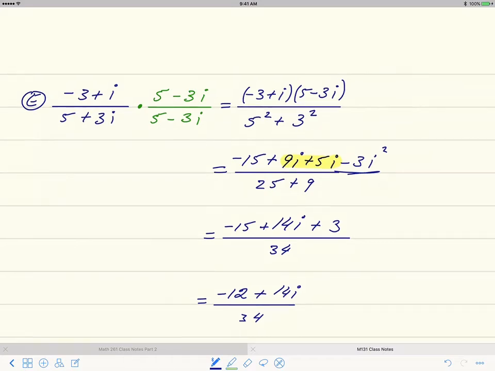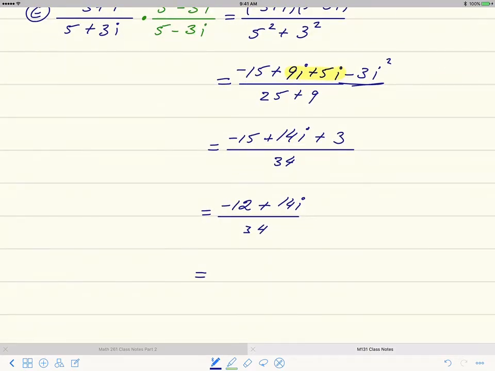Now separate these to write this in standard form. So we're going to have negative 12 over 34 plus 14 over 34 i. And then simplify these fractions. Negative 12 over 34 reduces to negative 6 over 17, canceling out a factor of 2. And similarly, we get 7 over 17 i, again, dividing by a factor of 2. So that's your final answer.